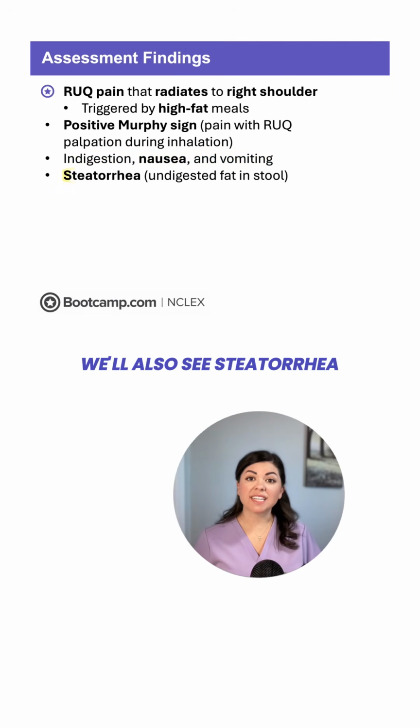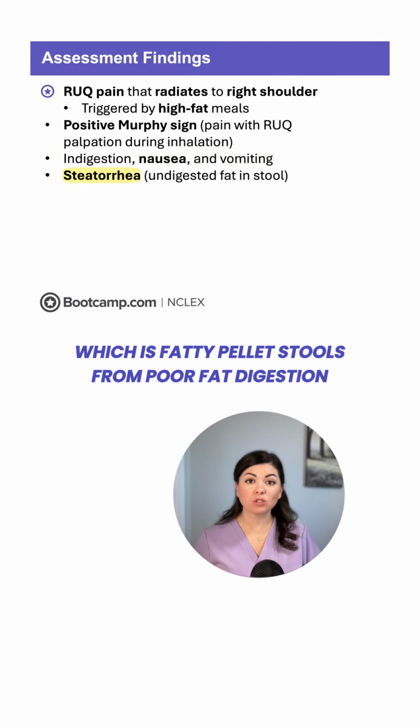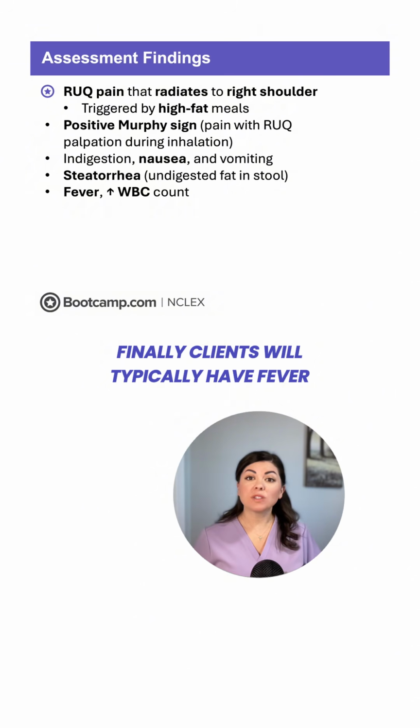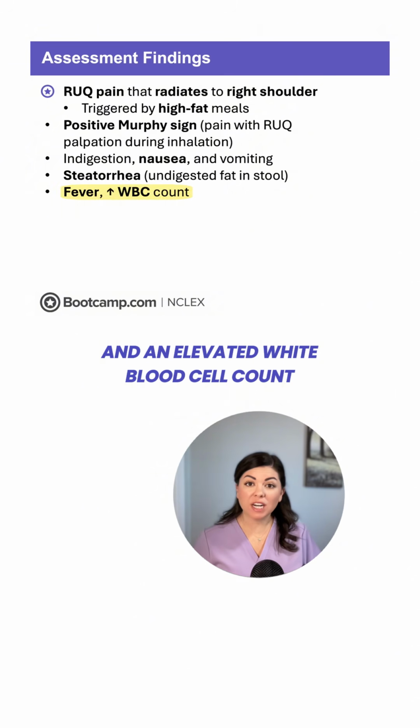We'll also see steatorrhea, which is fatty pale stools from poor fat digestion since the bile is not breaking down the fat properly. Finally, clients will typically have fever and an elevated white blood cell count from inflammation and infection.